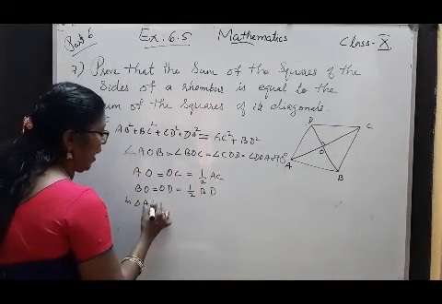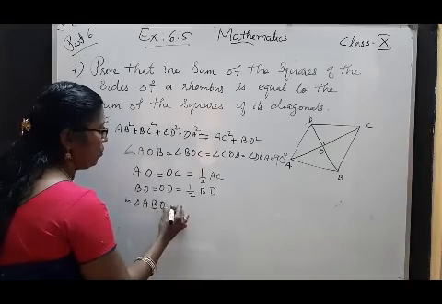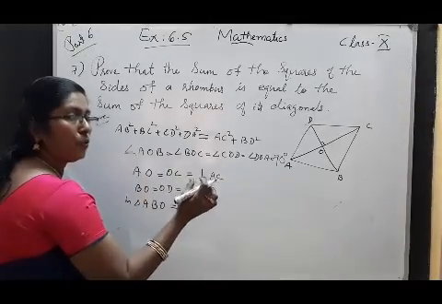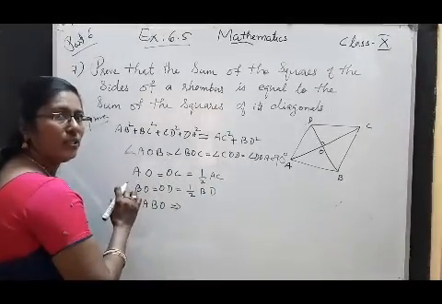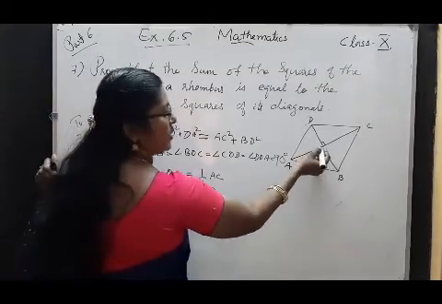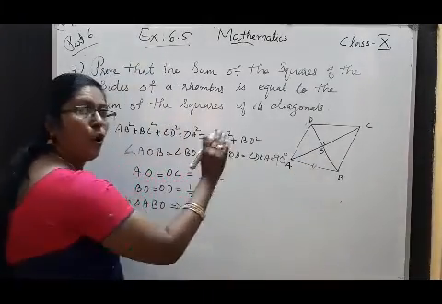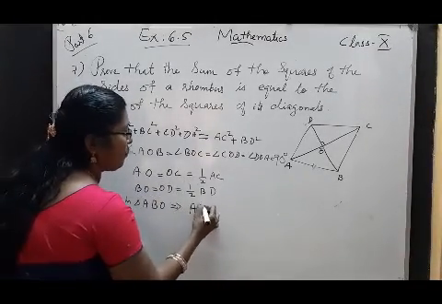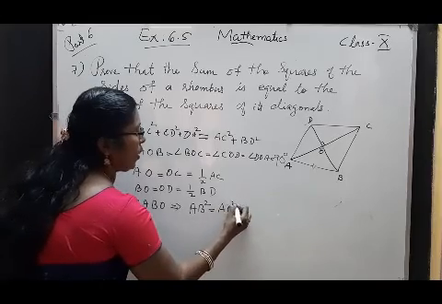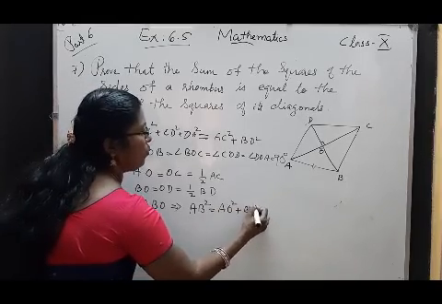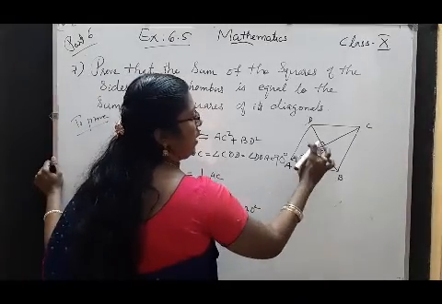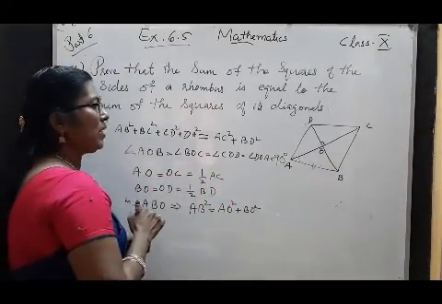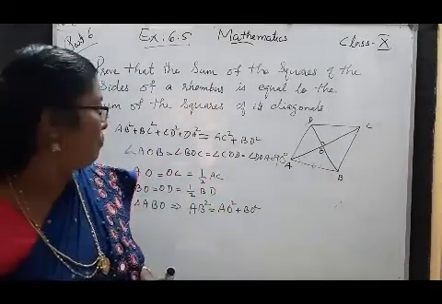In triangle ABO, by using Pythagoras theorem, the hypotenuse square equals the sum of the squares of the other two sides. Here, this is 90 degrees, so the side opposite to the 90 degree angle is the hypotenuse. So we can write AB square equals AO square plus BO square. This is a right angle triangle.